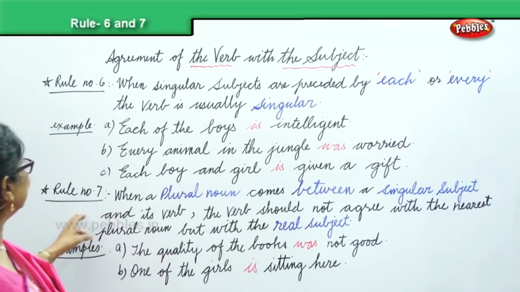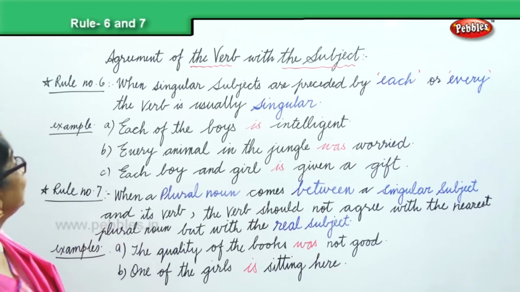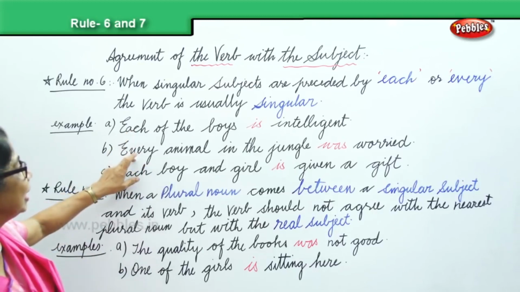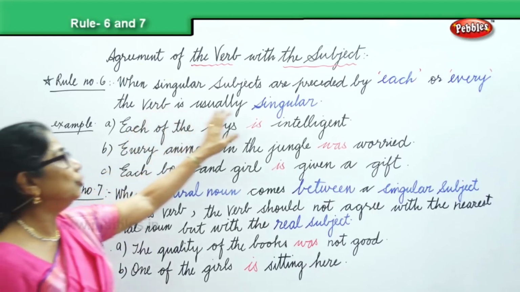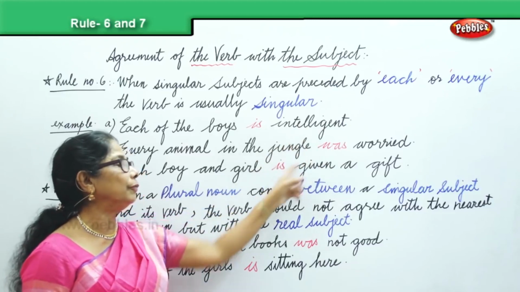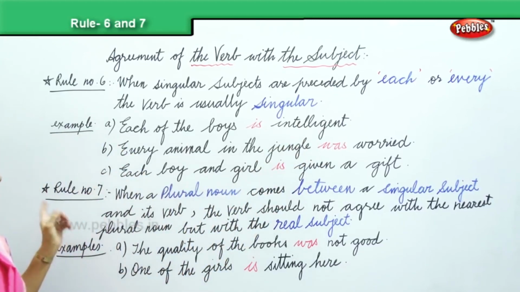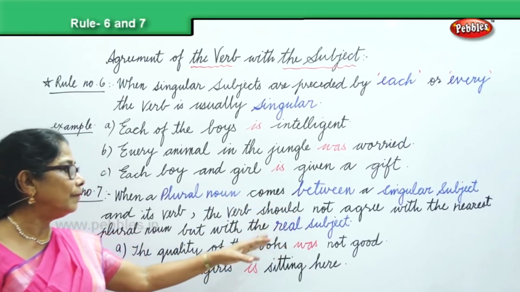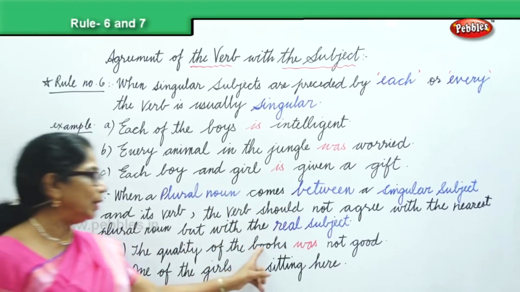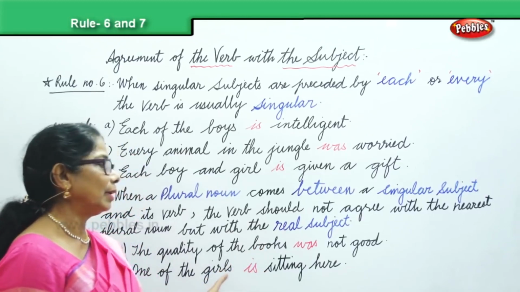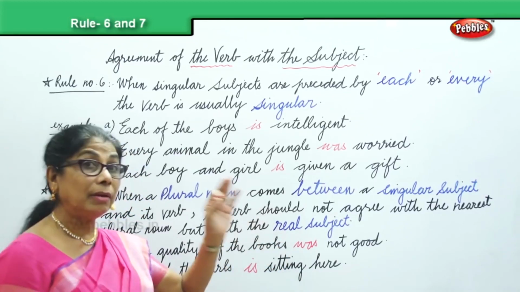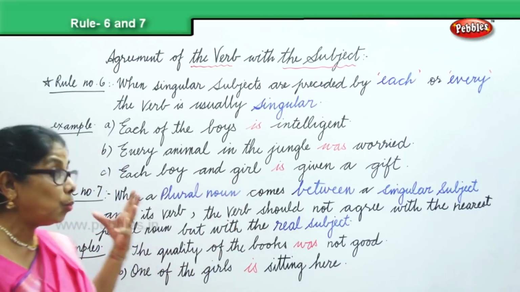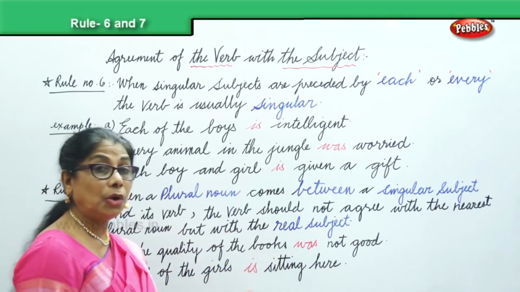We have done rule number 6 and rule number 7. Rule number 6 says, when a singular subject is preceded by each or every, the verb is usually in the singular form. Rule number 7 says, when plural nouns come between a singular subject and its verb, the verb should not agree with the nearest noun, but with the real subject. Here the real subject is quality, the real subject is one girl. So it's always singular.